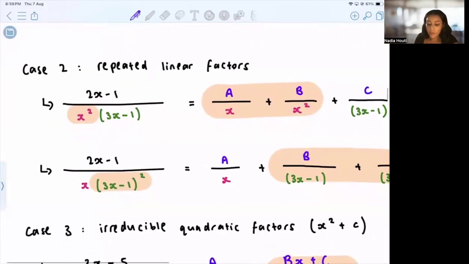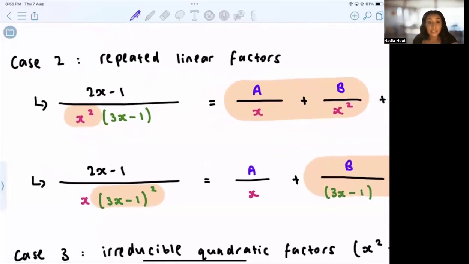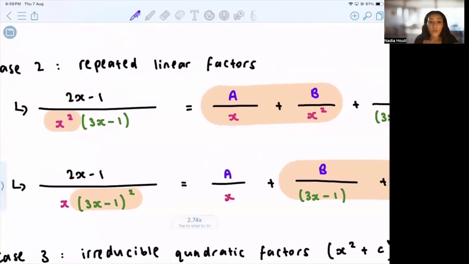So for case 2, if you focus on the x squared part, x itself is linear, because the highest power is one. But when you have a repeated factor of x, so x multiplied by itself, you get x squared, which is now no longer linear. But the original factor, just x, was linear to begin with. So you can see what happens.